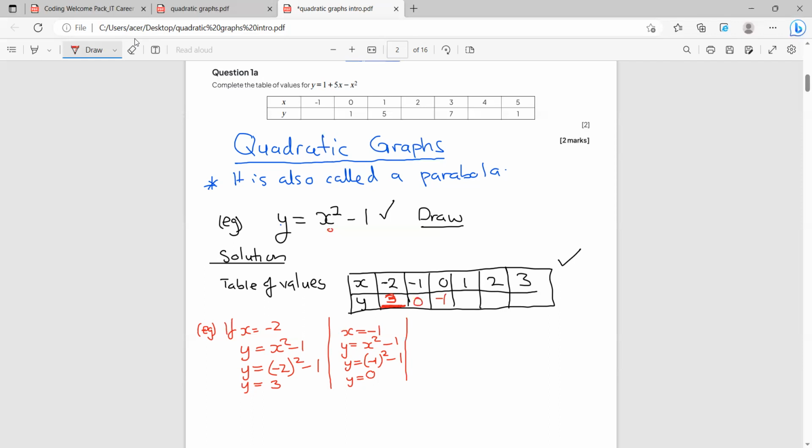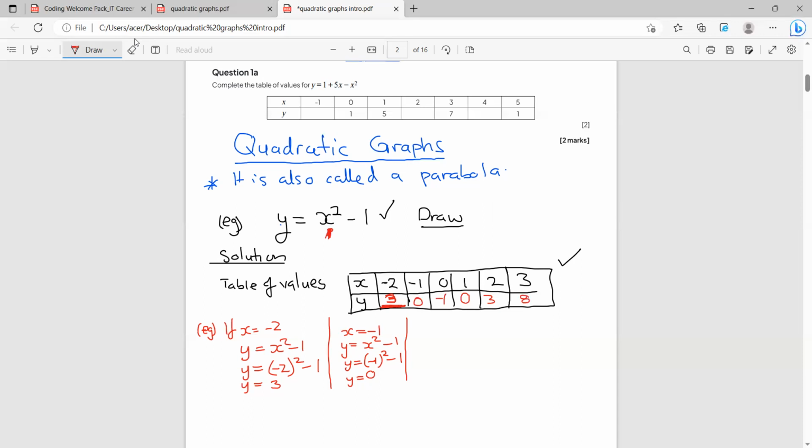If x is 1, we have 1 squared, and 1 squared is 1, minus 1, we get 0. If x is 2, we get 2 squared, that's 4, minus 1, that's what? 3. And if x is 3, we put that in the equation: 3 squared minus 1. You can use your calculator for that. It's 8. Perfect. So it's going to be 8.